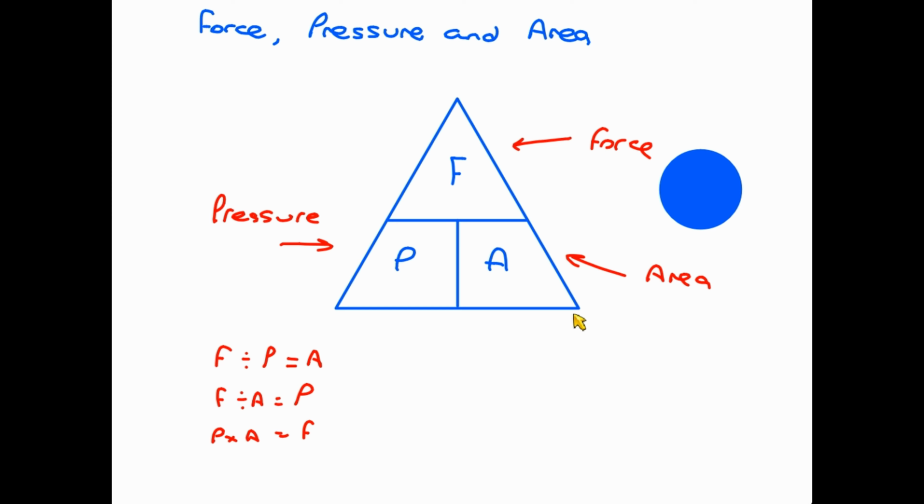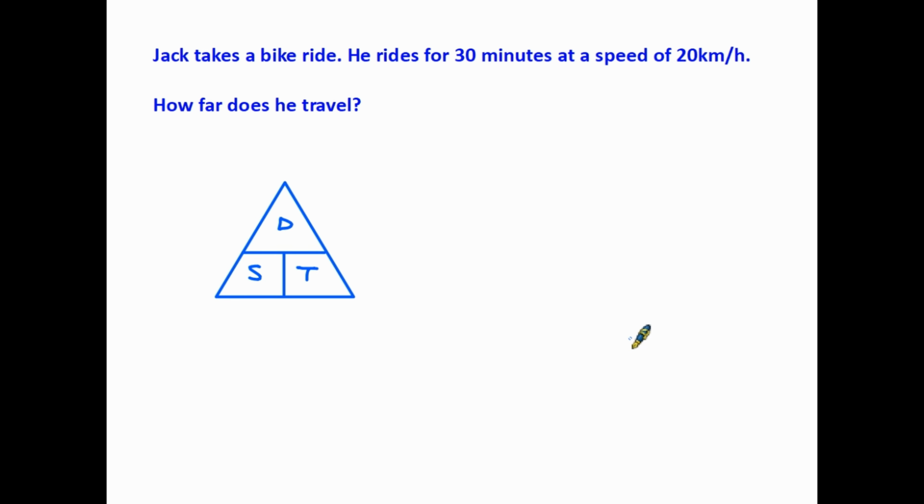We need to look a little bit at units on this, so I'm going to pick some typical exam questions and work through those. So our first question tells us that Jack takes a bike ride. He rides for 30 minutes at a speed of 20 kilometers per hour. And the question is, how far does he travel? So this time we are being asked for the distance.